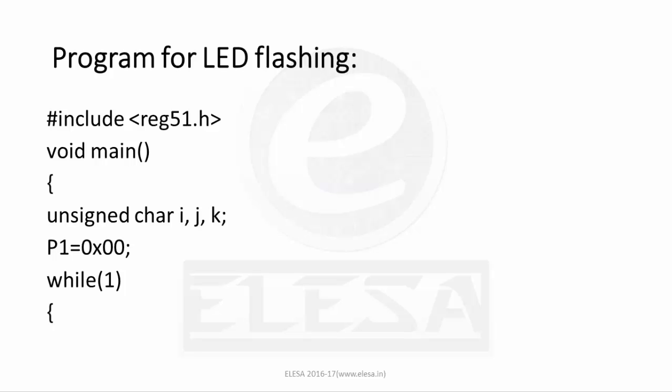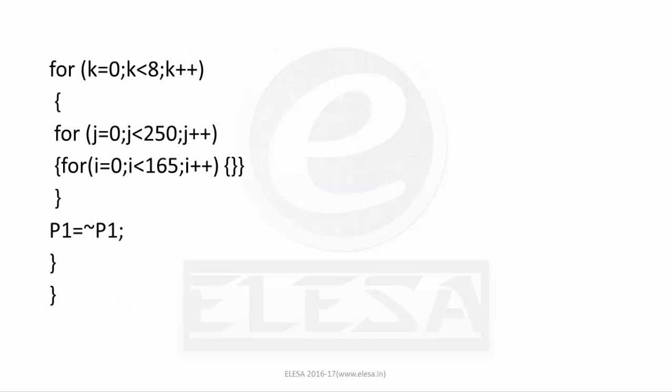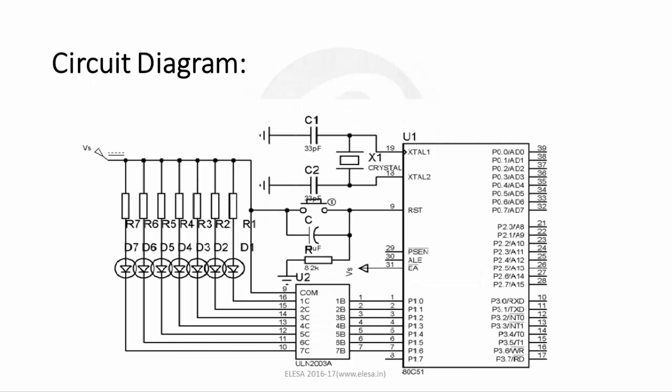Then in a loop, we give a delay of 1 second by using our pre-declared characters i, j, k. You can see the values given for i, j and k. They are given in such a manner that it produces the delay of 1 second. Thus we saw the code for toggling the LEDs at port 1. Now we can see the circuit diagram.